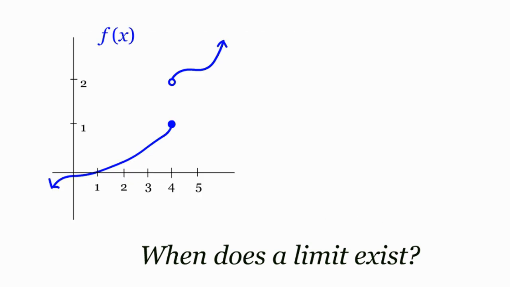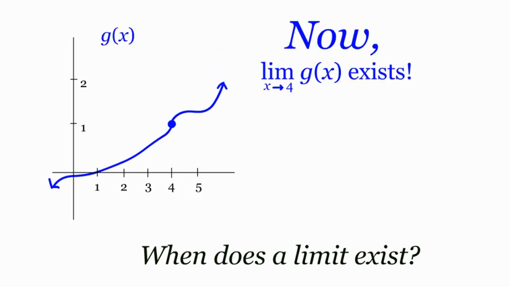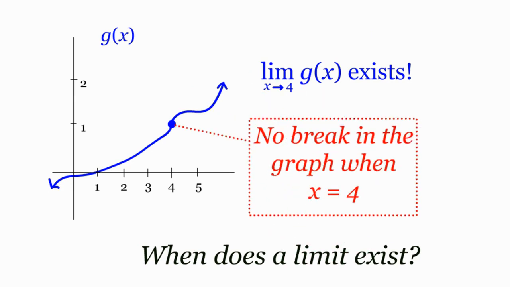Now let's change this function just a little bit. This new function, we'll call g of x, does possess a limit. Can you see why that's the case? It's because the function no longer has a break at 4.